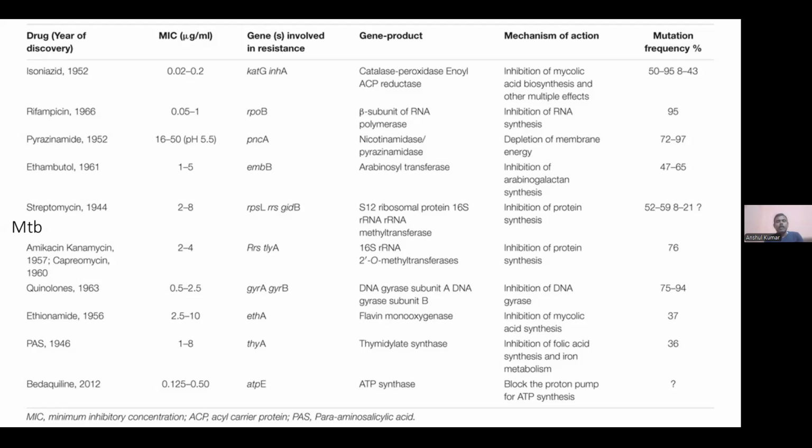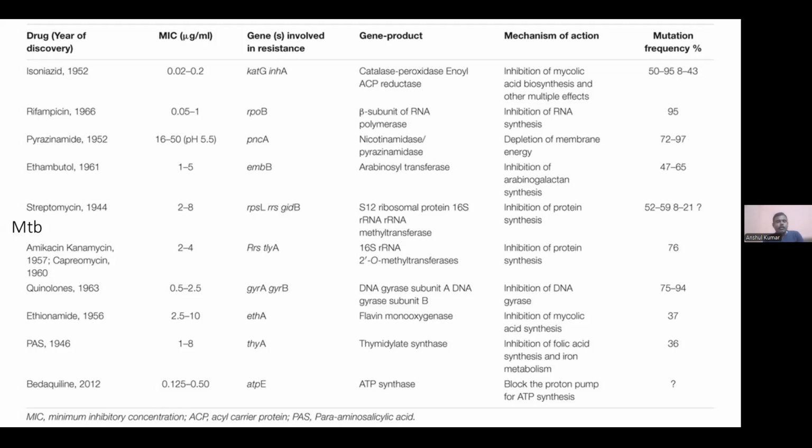What is the mechanism of action? The mechanism of action is the inhibition of mycolic acid biosynthesis and other multiple effects. That's why it acts on the target bacterium. And the mutation frequency here is 50 to 95.